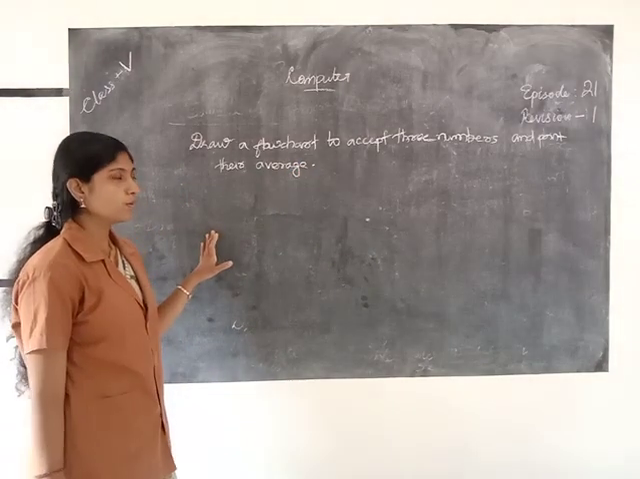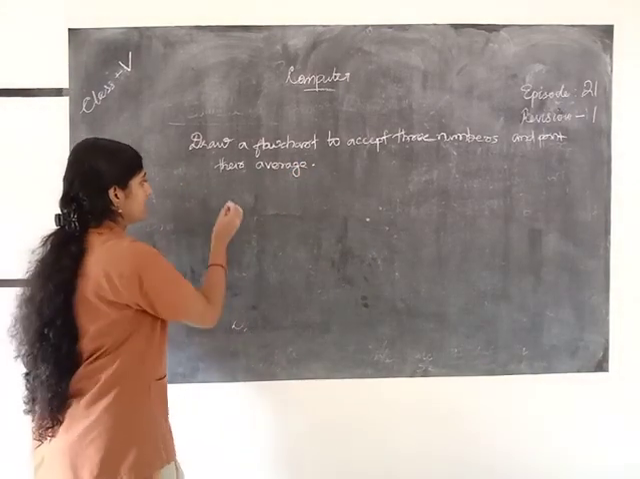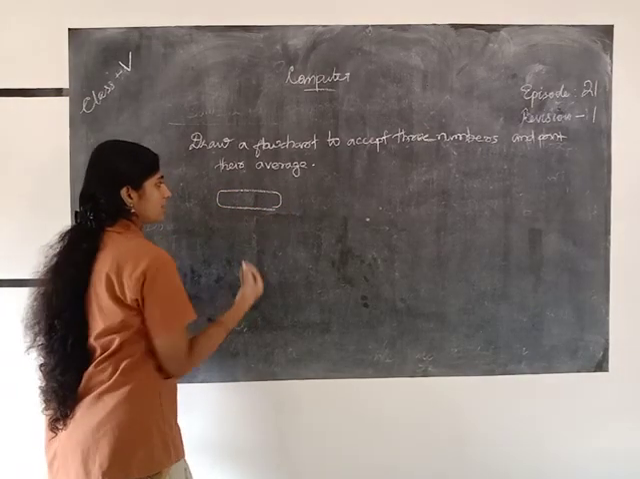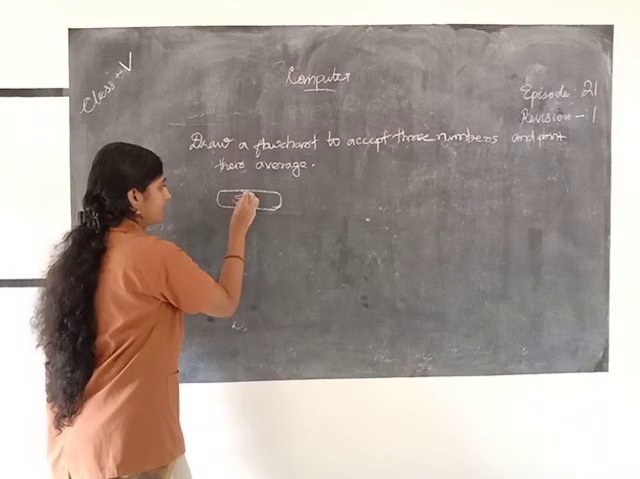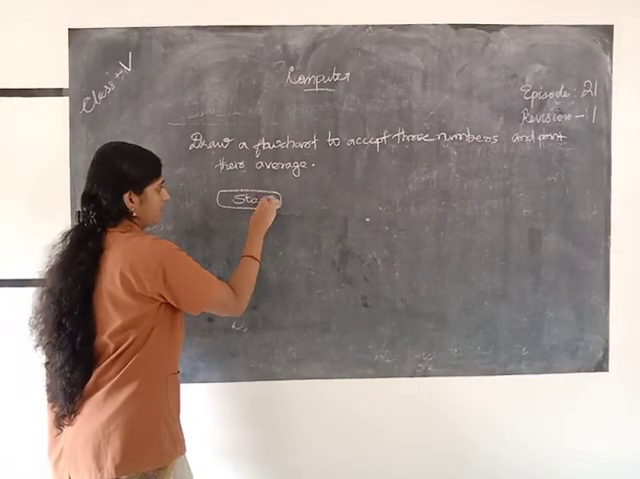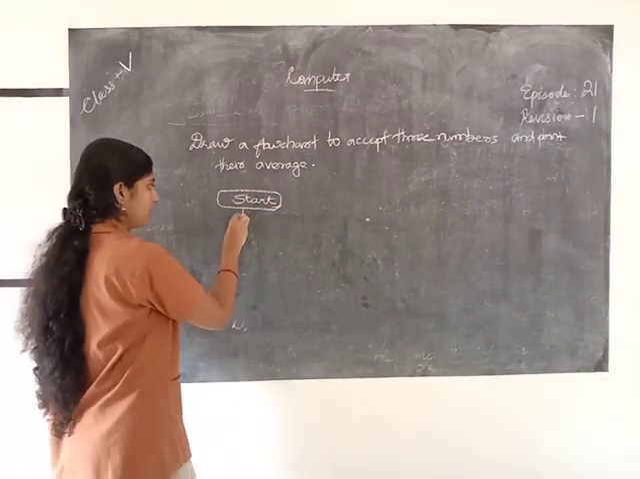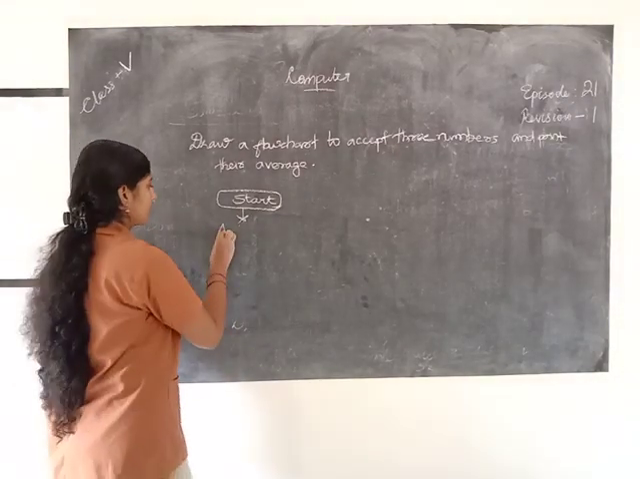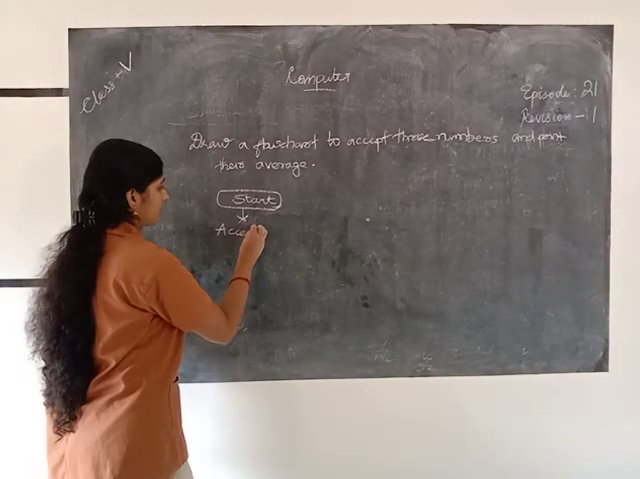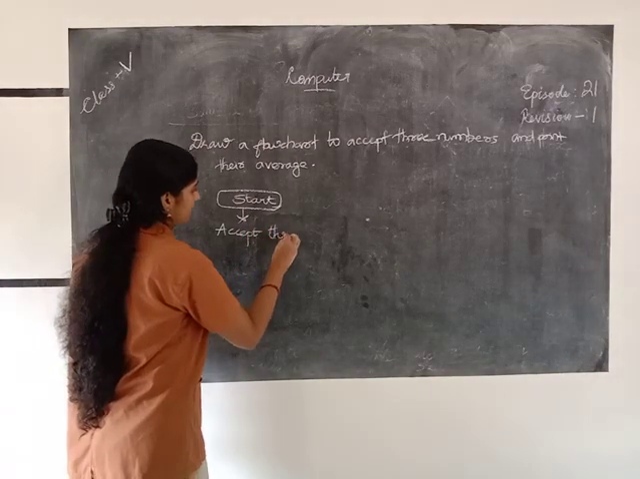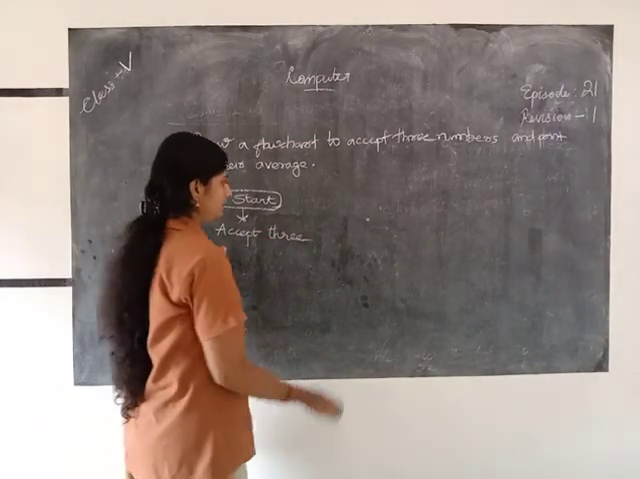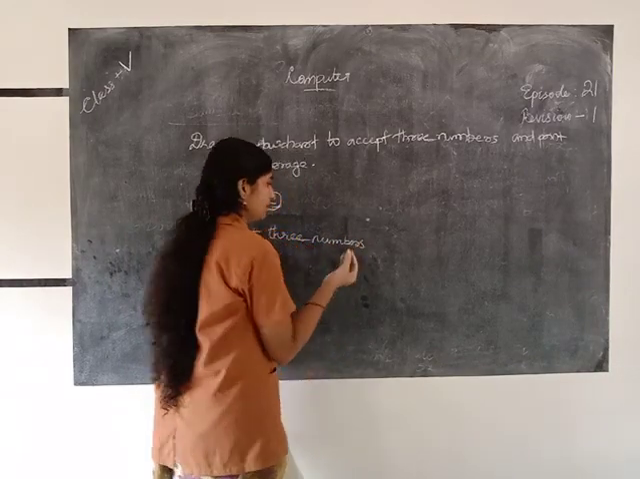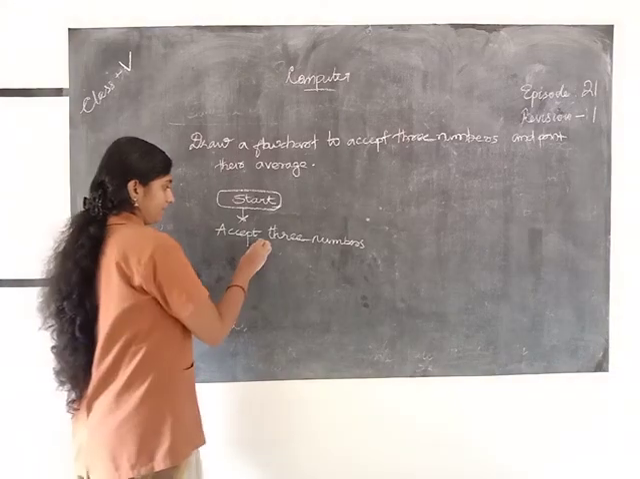Yes. So look here. First box is the terminal box. So we can write here Start. Then second one is accept input. So that is the input box. So accept three numbers. Let's take numbers A, B and C.